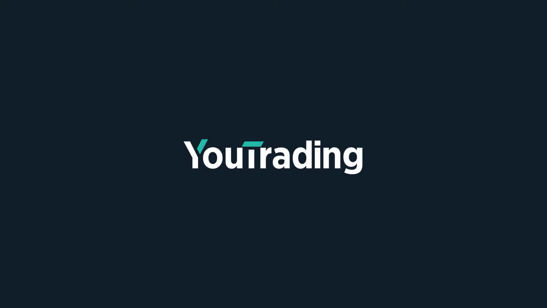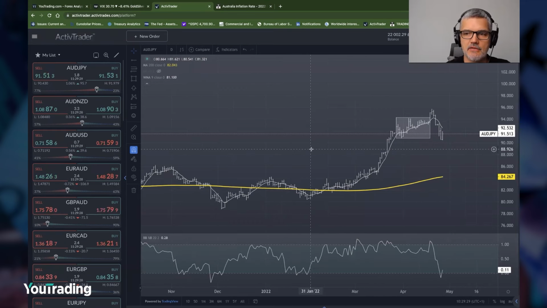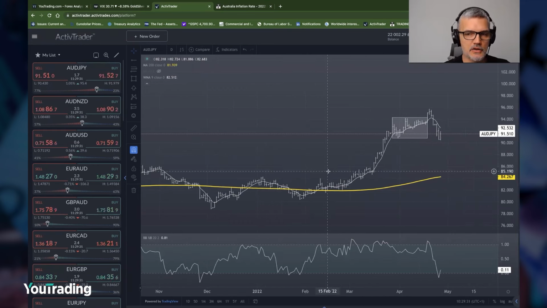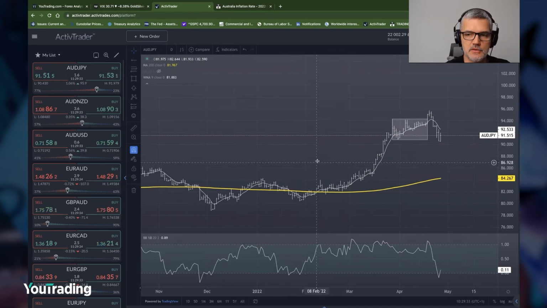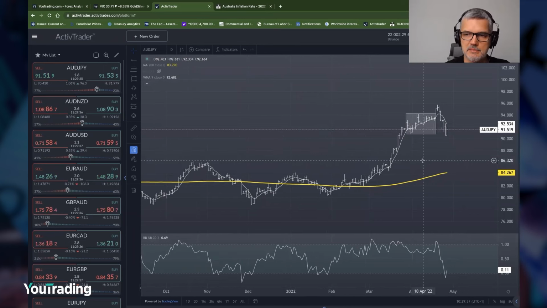And today I'm looking at the Australian dollar. Now I like Australian dollar and other commodity pairs because generally they trend. It takes quite a lot of economic data to get them to sort of change their trend. So once you get into a good trend, it's best to stick with it.